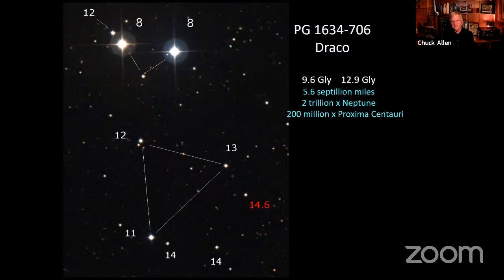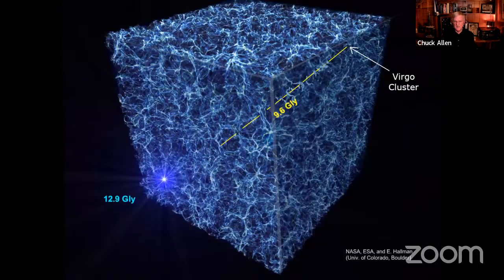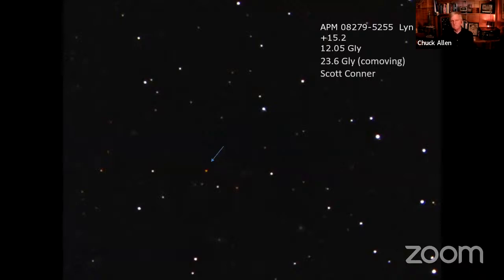Now, this distance is 5.6 septillion miles. That's 2 trillion times further than Neptune. And you could see it with any ordinary small telescope that you would find in an astronomy club or perhaps in your own basement. This is what you're seeing. You're looking all the way across the cosmic web, basically. The light left there when it was here has taken 9.6 billion years to reach us, and it's now out here at 12.9 because the whole thing's been expanding since then. But you can do even better.